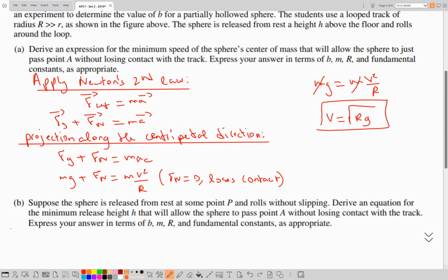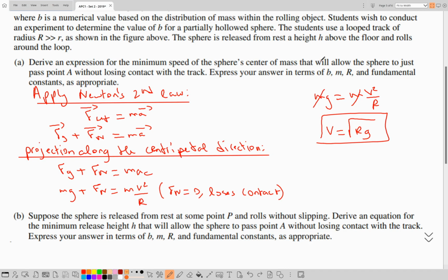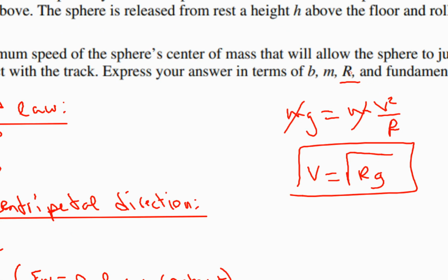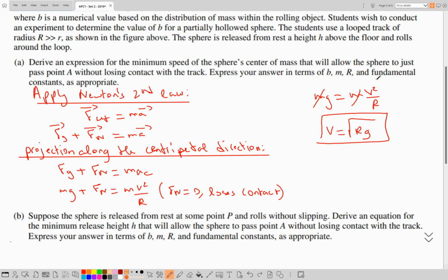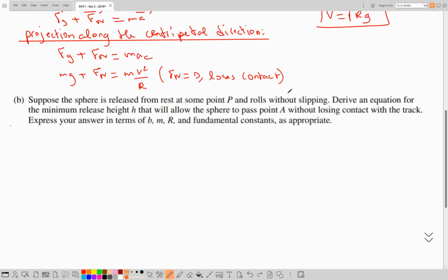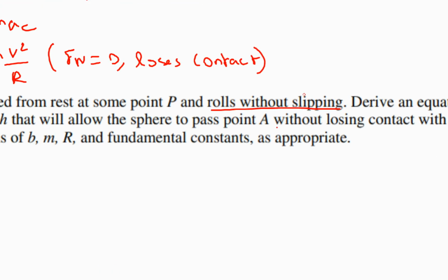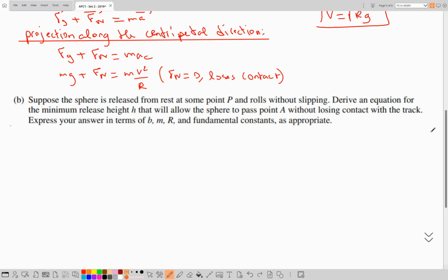Let me take a step backward and check that indeed our answer is expressed in terms of R and fundamental constants. Don't expect that your answer always should be expressed in terms of all the physical quantities that they have suggested. Now here we have rolling without slipping. This is important because we will have two types of energies.